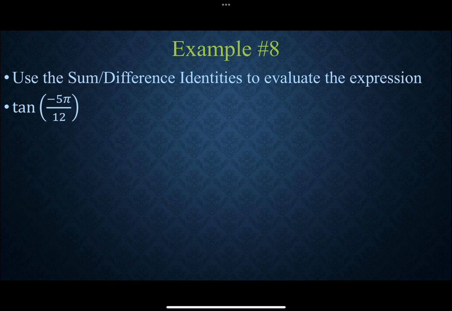With tangent, it is going to be a little different. So we're trying to get negative 5 pi over 12 here. So if it's a negative, we're clearly doing a difference. Pi over 4 minus something. And then pi over 4 again is 3 pi over 12. So 3 minus 8 is our negative 5. So this is really going to be minus 2 pi over 3.